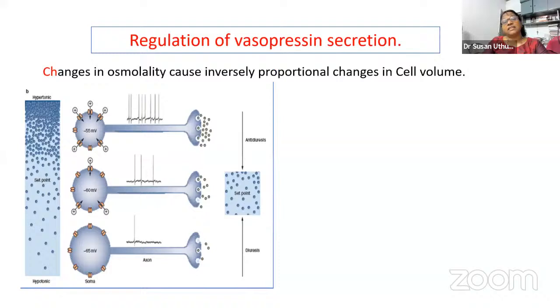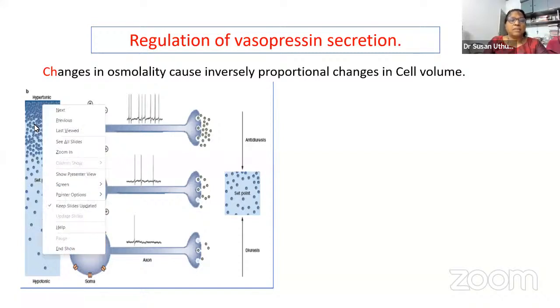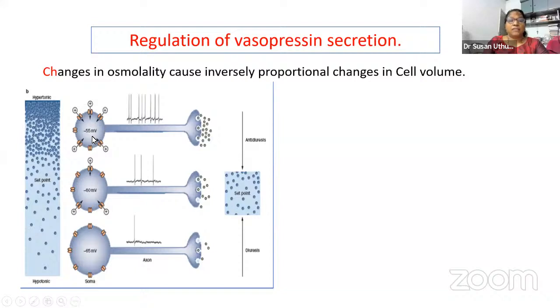And what is regulating the vasopressin secretion? The changes in osmolality are regulating the vasopressin secretion. Changes in osmolality cause an inversely proportional change in cell volume. You can see that the set point is in the middle, with the hypertonic and hypotonic points on either side. When the osmolality is increasing, the cells will shrink.